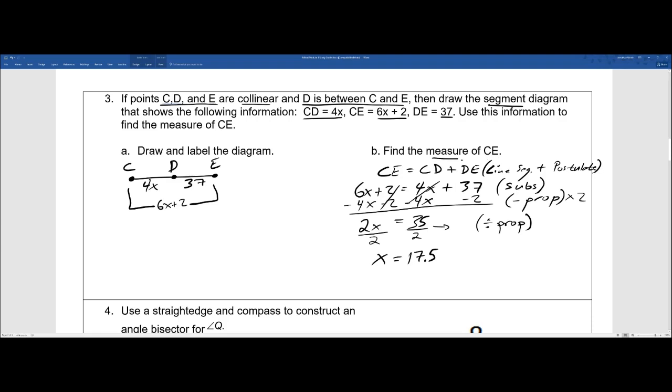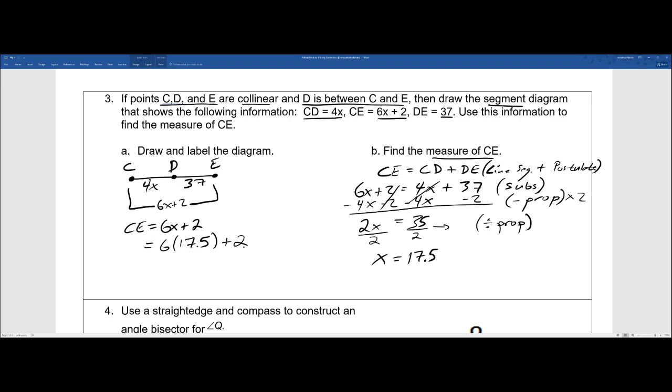We are looking for the measure of CE, not for x. So all we have to do, again, CE equals 6x plus 2, and x is just 17.5, and now we're just going to substitute it in. Okay, so forgive me while I use my calculator because I am very tired.